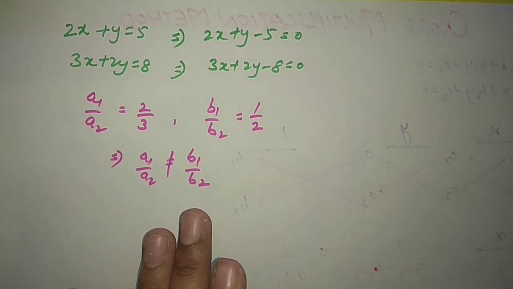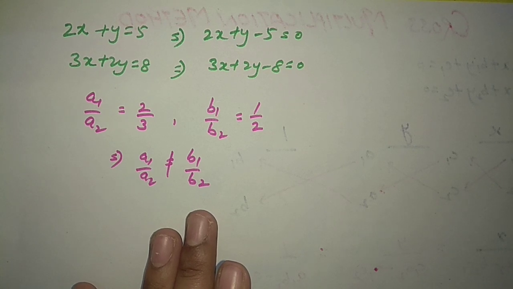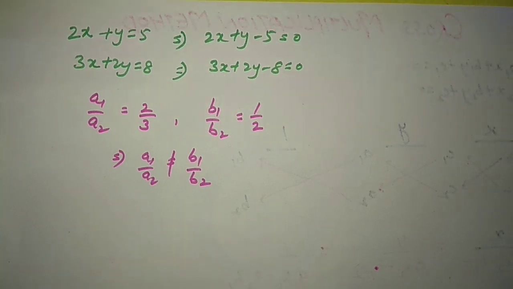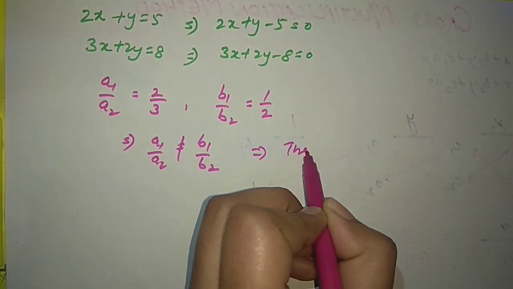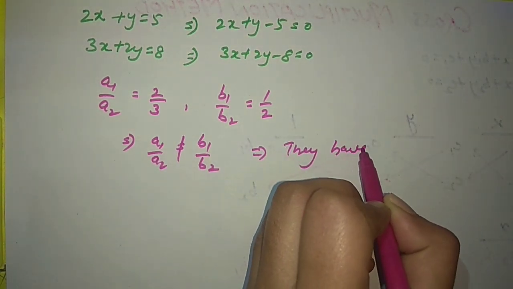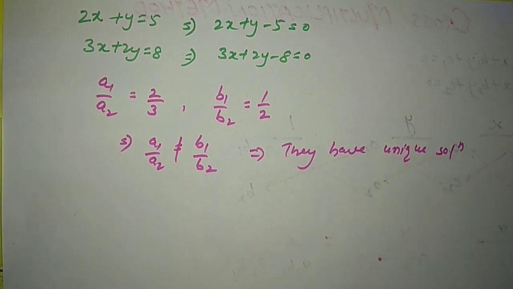If we have coincident lines, then we can also use this method because they have infinitely many solutions. If we have parallel lines, we cannot use this method because they are inconsistent. They have no solution. So we can use it here because they have a unique solution. So we know how we have to use it.